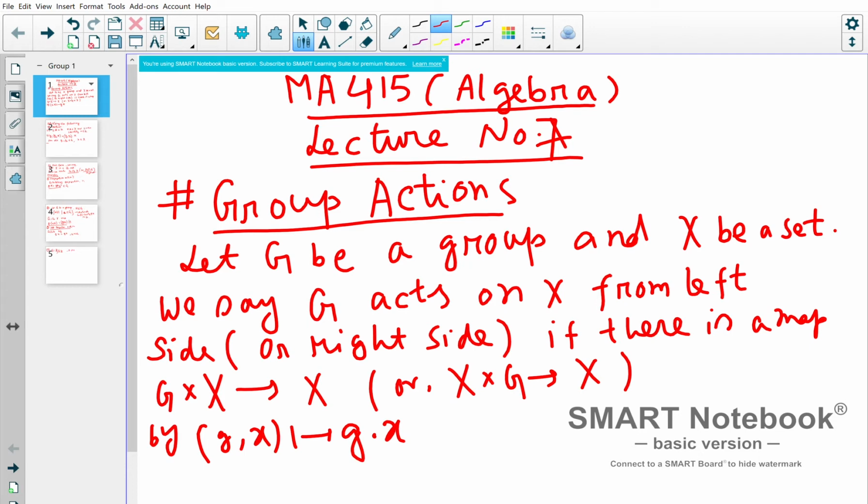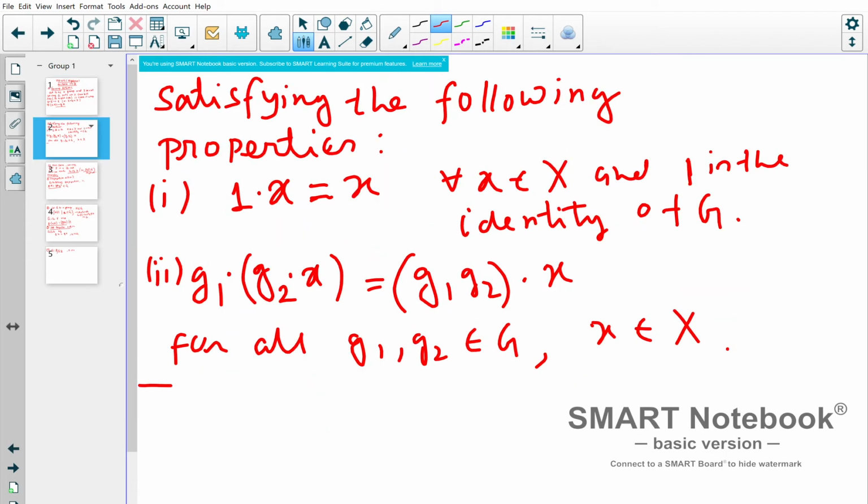For right actions you map from X cross G to X. Usually we denote this by the notation g dot x. This is the notation of group actions. This is not the usual group operation on G, because x may not be an element of G, right? So you don't have that, but this is the action. And this operator needs to satisfy the following two conditions. Then we say this is a group action.